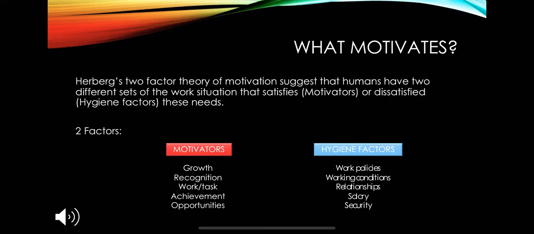Furthermore, there have been many theories on motivation, and Herzberg's two-factor theory is one. In his theory of motivation, he suggests that humans have two different sets of work situations that satisfy or dissatisfy these needs. These two factors are hygiene factors and motivators, which determine human behavior at work. Motivators provide job satisfaction, while hygiene factors prevent job dissatisfaction.